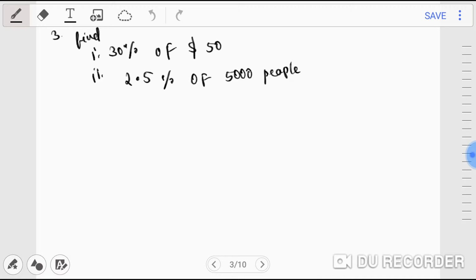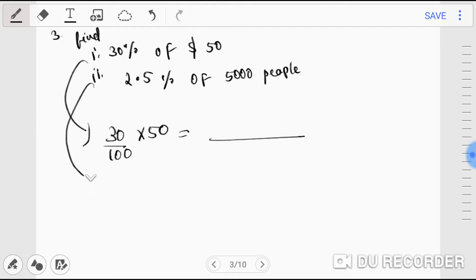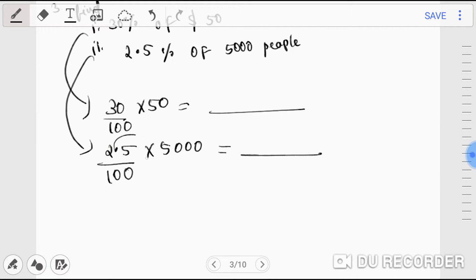Question number 3 says find 30% of $50. So you will do 30 upon 100 into 50 and find the value. The second says find 2.5% of 5,000. So 2.5% means 2.5 upon 100 of 5,000. So we will find this. If you want, you can take this decimal out and put the 0 here for calculations.